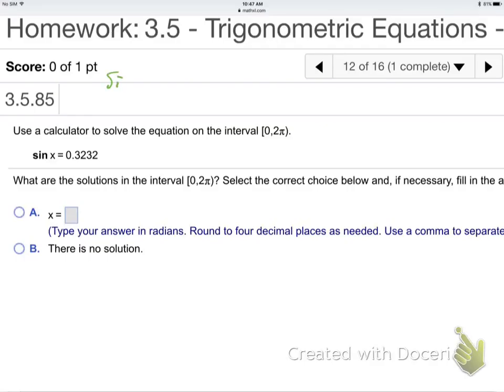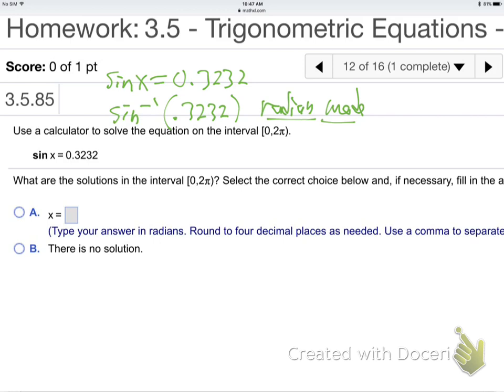So hit the buttons. Sine x is 0.3232. Just hit sine inverse. Make sure you're in radian mode. On your calculator, hit sine inverse of 0.3232. Somebody got an answer for me? Sine inverse? 0.329. Anybody else getting that? Good. There it is. Oh, that's not the only answer. That's one of the answers.